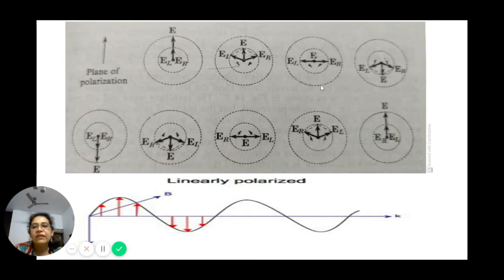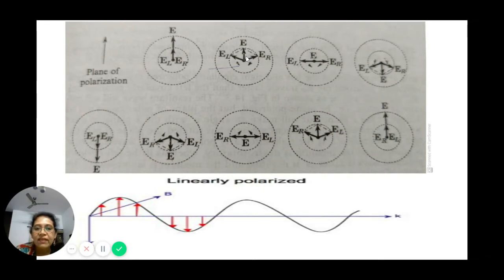Let us look at this particular diagram. Here if you see, this is the plane of polarization of a plane polarized light, and I can say a plane polarized light is made up of two lights. One was the right circularly polarized light and the other was the left circularly polarized light. These are the electrical components. One which rotates in the clockwise direction is the right circularly polarized light depicted by ER, and the one which rotates in the anti-clockwise direction is depicted by EL. Here at this juncture, both the vectors are in one direction, so you can see the vectorial addition is also in one direction.